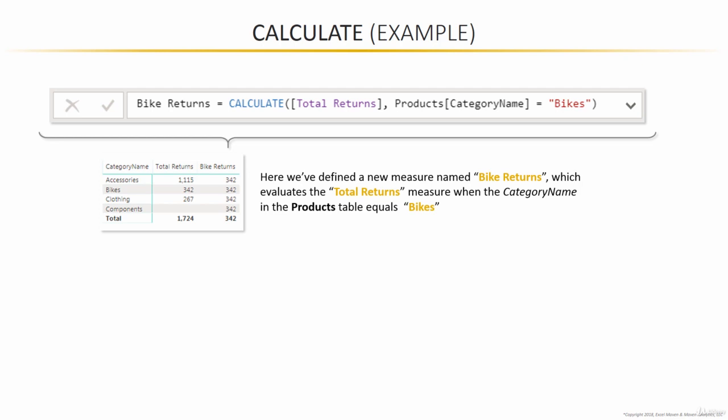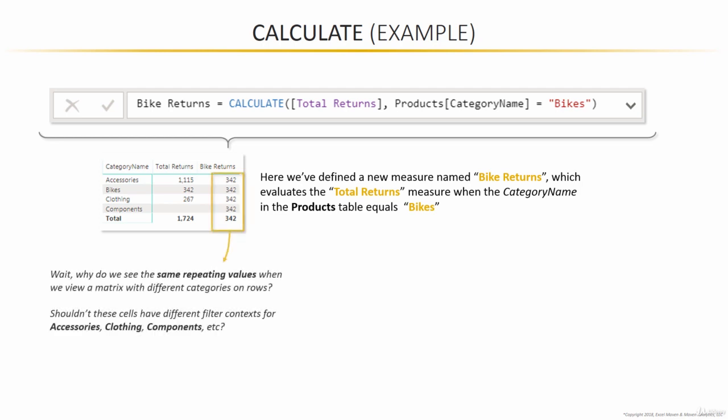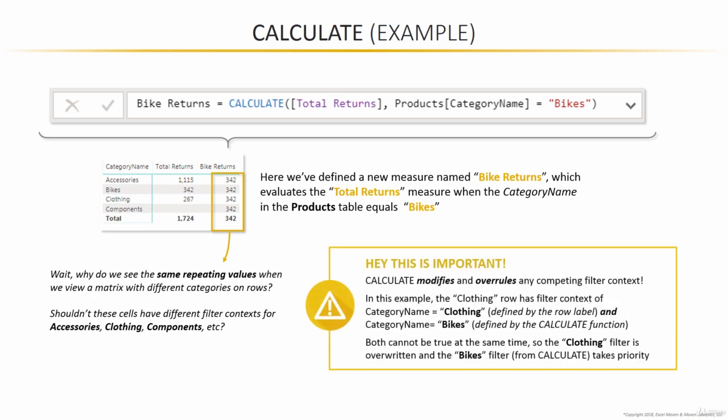And when you visualize this bike returns measure against your total returns, broken down by category names, you see something interesting taking place here, which is that you see the same repeating values in every single row for every single category name within that matrix. So you may be wondering, shouldn't those cells have different filter contexts in the other rows, for the clothing row, for the components row? And this leads me to a very important point, which is that what calculate is actually doing here is it's modifying and overruling any competing filter context. Now let that sink in for a minute.